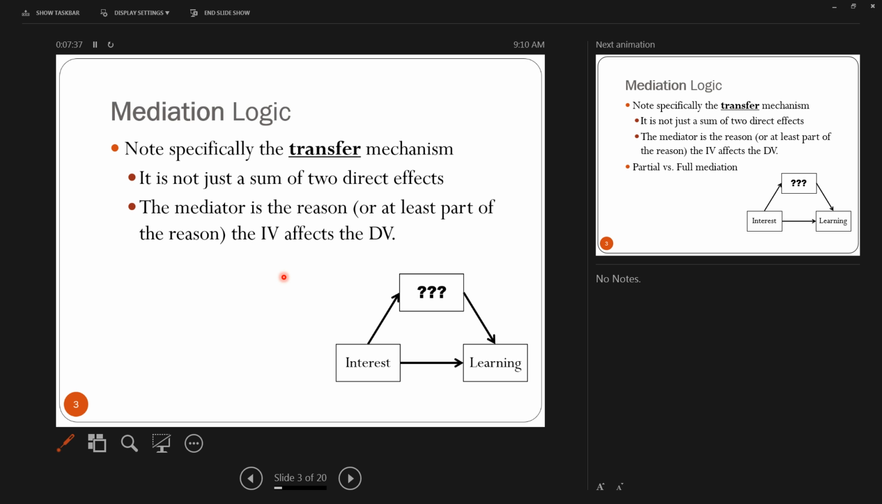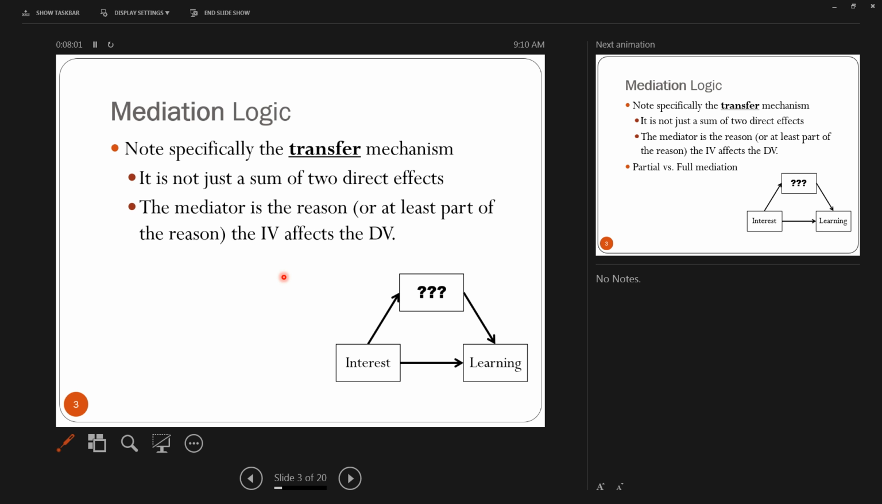Because often when we argue these hypotheses, when we're developing our support for the hypotheses, we argue all sorts of little mediators that we never actually theorized about. We never put them in our model. We say, oh, interest affects learning. That's our hypothesis. Because when you're interested, you try harder and you discover more. Those are all mediators that we just never actually theorized about.